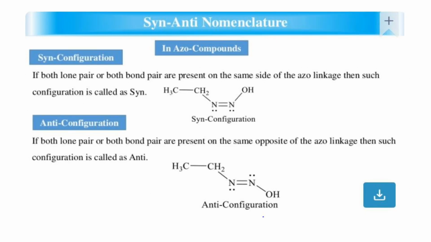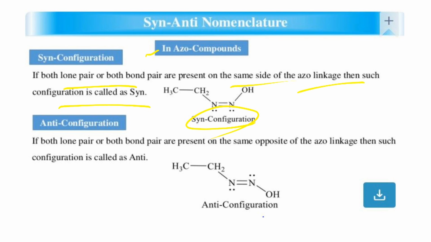Now, syn anti nomenclature in azo compounds. In the syn configuration, if both the lone pairs or both the bond pairs are present on the same side of the azo linkage, then such a configuration is called syn. In this case, it is the syn configuration.